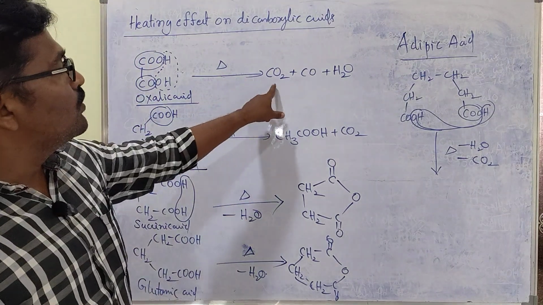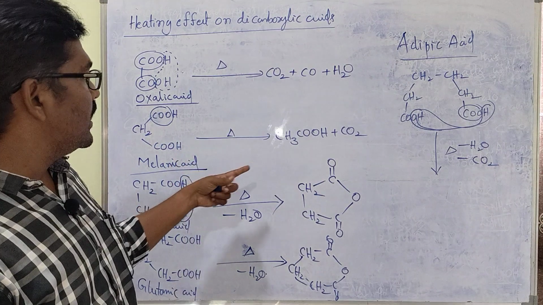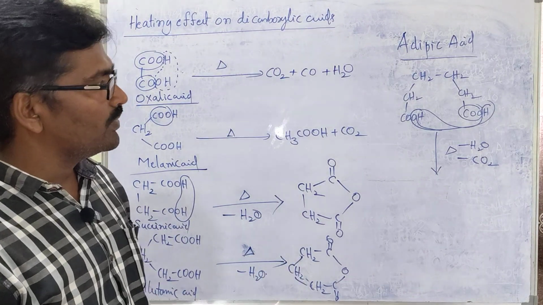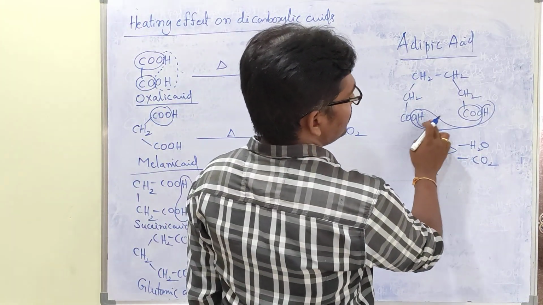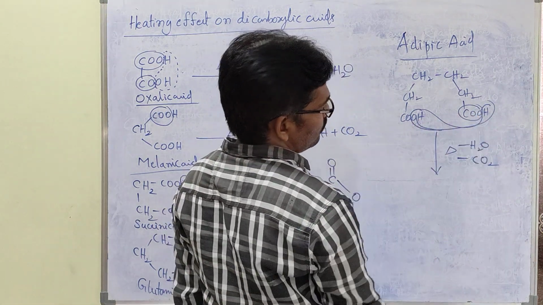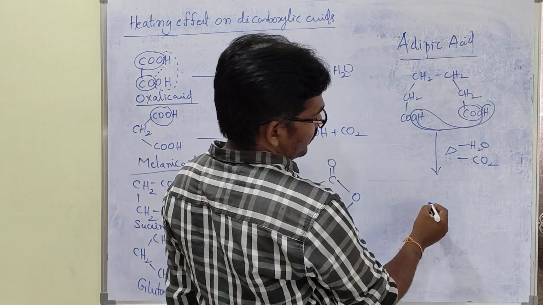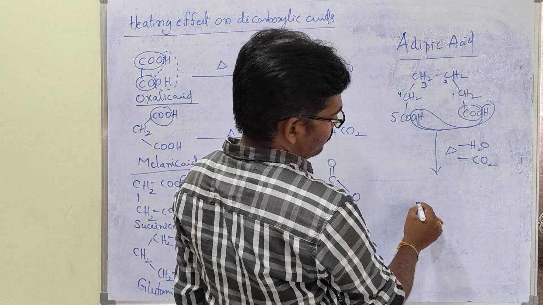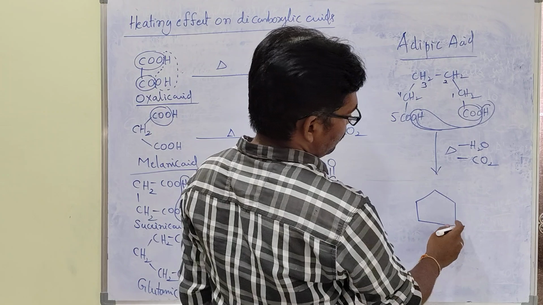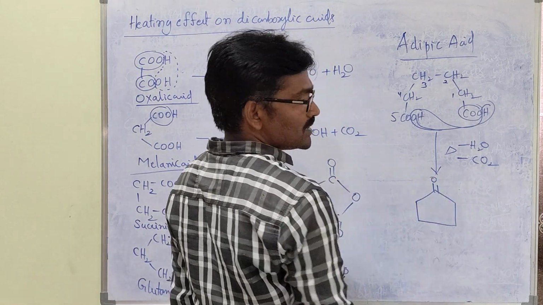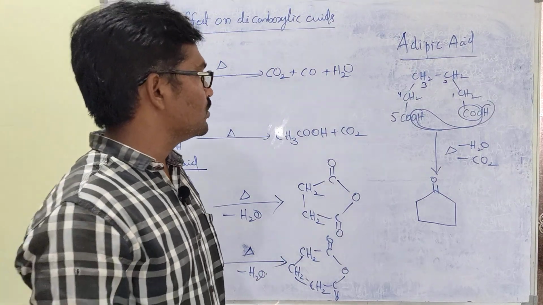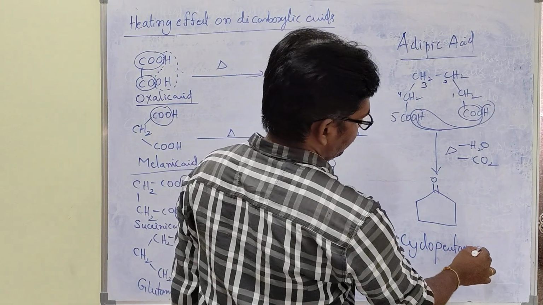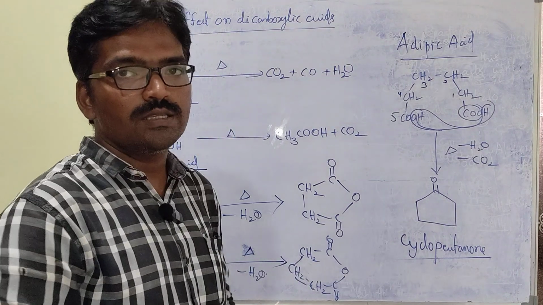Sir, first oxalic acid loses CO2, CO, H2O. Second, malonic acid loses only CO2 gas. Then succinic and glutaric acid each lose H2O. Then adipic acid loses H2O and CO2. Finally, look: 1, 2, 3, 4, 5, a five-membered ring with C=O. A five-membered cyclic ketone will be formed: cyclopentanone. Okay, so these are the chemical properties. So thank you.